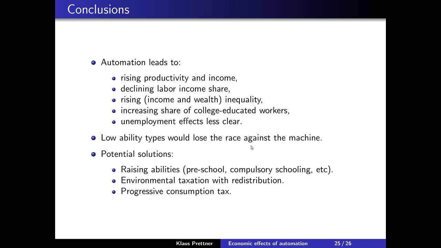Overall, this is very much consistent with the empirical evidence. For the first 4 items here, that's completely consistent, and for the 5th item, as I said, the evidence is also inconclusive, so there is not a contradiction between the models and the data. What we can definitely state is that low ability types, those who cannot upgrade their skills, the low-skilled workers, would definitely be the ones that lose the race against the machine.